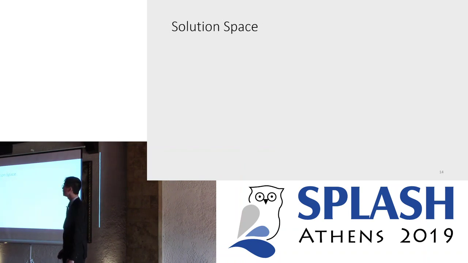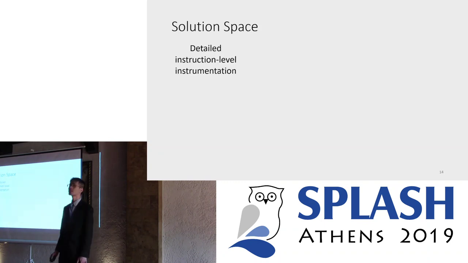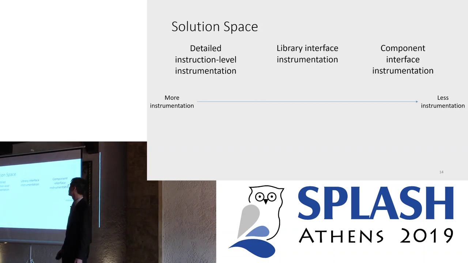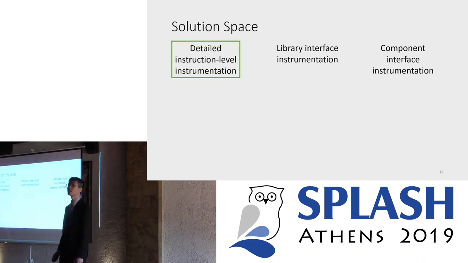Our solution space for active learning spans from detailed instruction level instrumentation, which is the most detailed form of instrumentation we can get, to less instrumented forms. For example, you can also instrument at library interfaces, or you can instrument at component interfaces. And the advantage of more instrumentation is you can have potentially more efficient learning. The downside of it is it's going to be more tightly coupled to the original systems. And for our first case study, we'll be looking at detailed instruction level instrumentation.